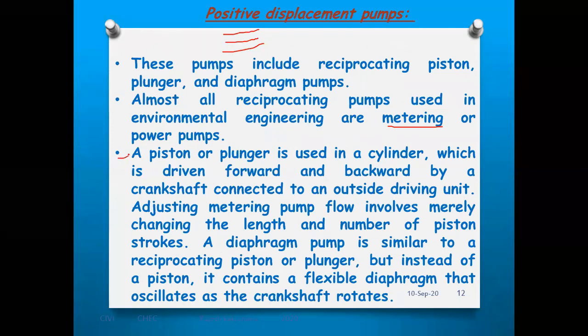A piston or a plunger is used in a cylinder. So ఇప్పుడు మనం ఒక సిలిండర్ తీసుకుందాం. If this is a cylinder, దీని లోపల మనకి పిస్టన్ ఉంది. So you must have seen a figure like this somewhere. So this is a piston, this one is a cylinder. A piston or a plunger, piston అన్నా అనొచ్చు, plunger అన్నా అనొచ్చు, is used in a cylinder which is driven forward and backward by the crankshaft connected to the outside driving unit.